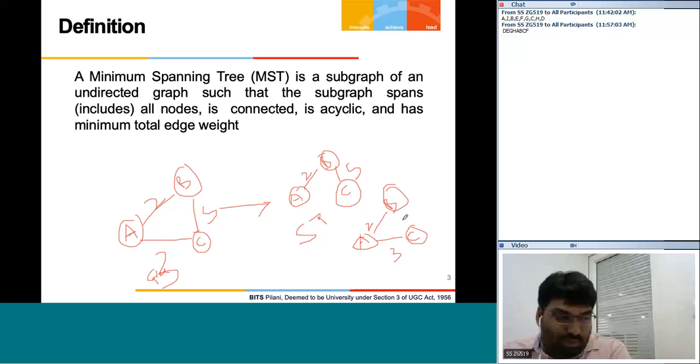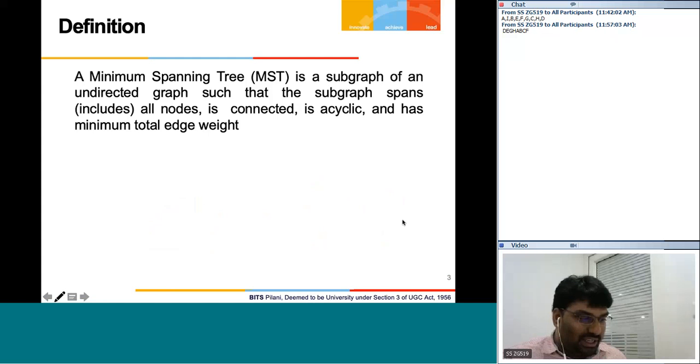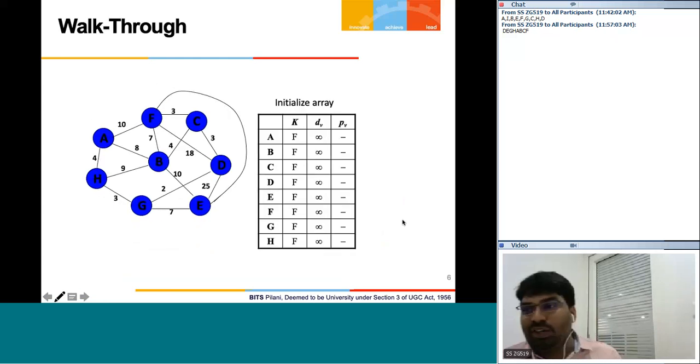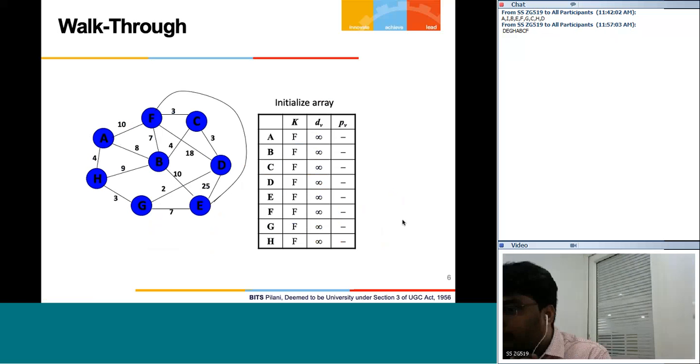So, for example, how many nodes are in this graph? 8, right? When I'm designing a spanning tree, all the 8 nodes should exist. The V number cannot change. V minus 1 should be the number of edges. So there can be 7 edges.